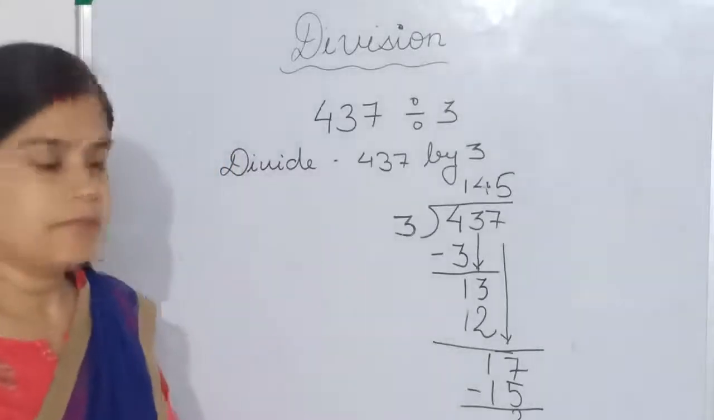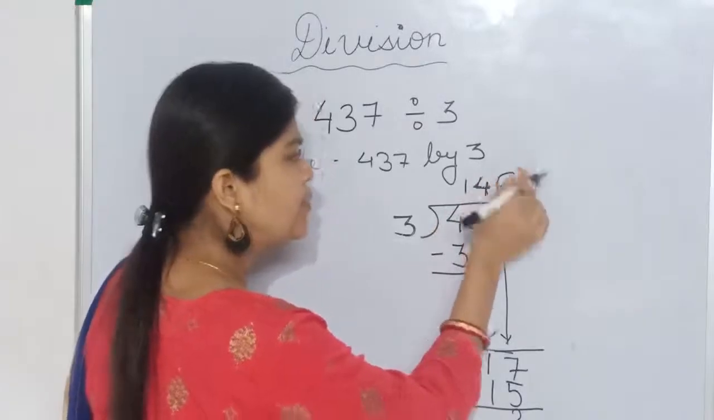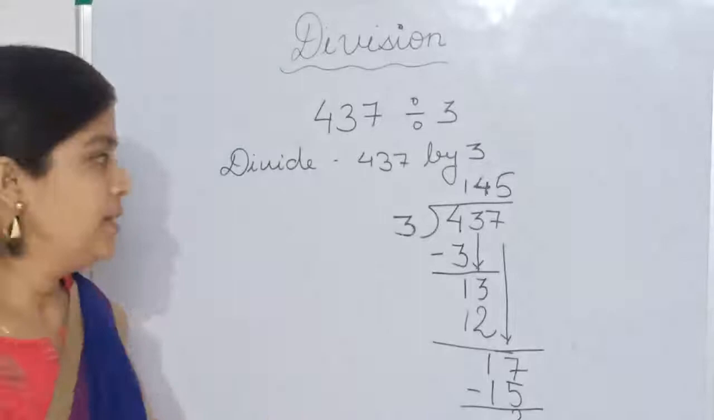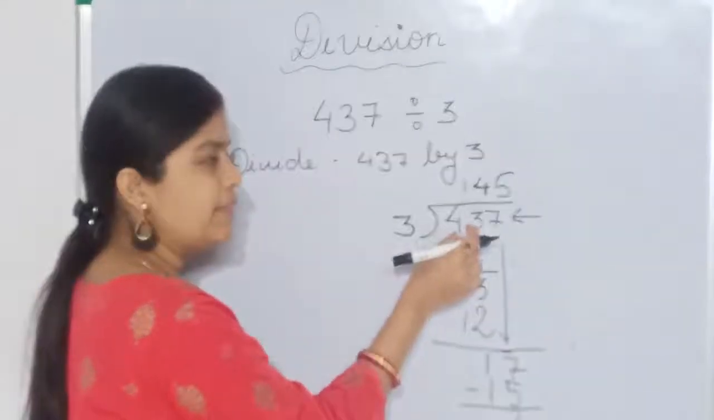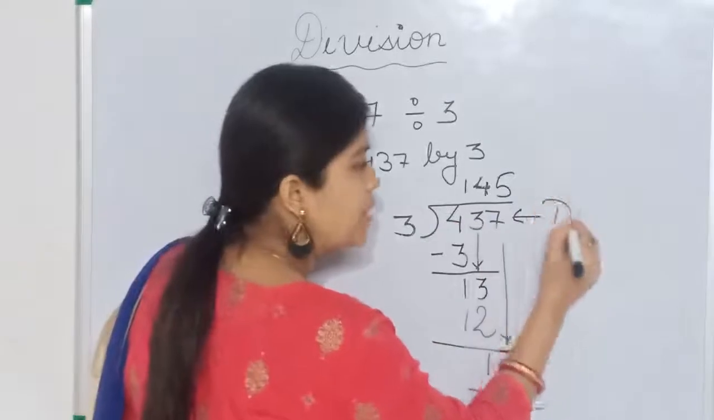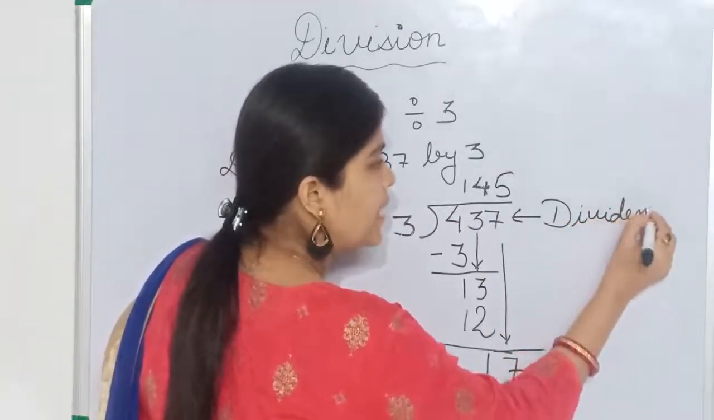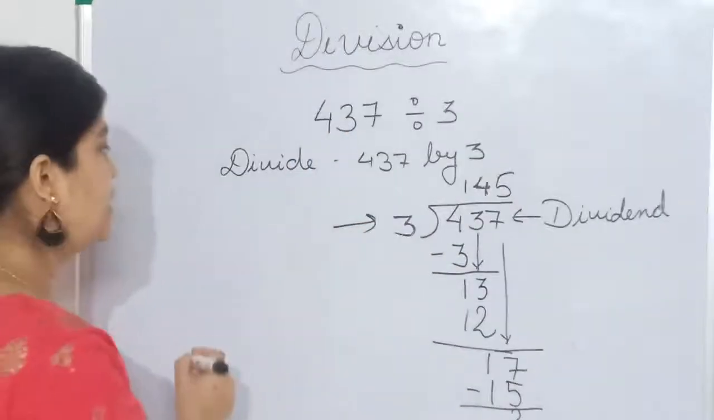So we are getting the number which is smaller than 3. Now you remember some terms also we used to give to these numbers, no? Some name we used to give to these numbers. What we used to call this number which we are dividing? We used to call it dividend. Okay? This is known as divisor.